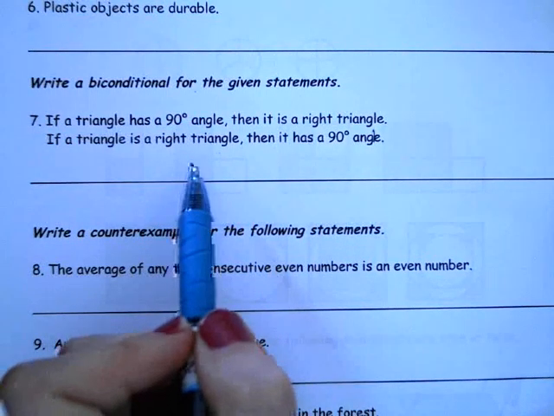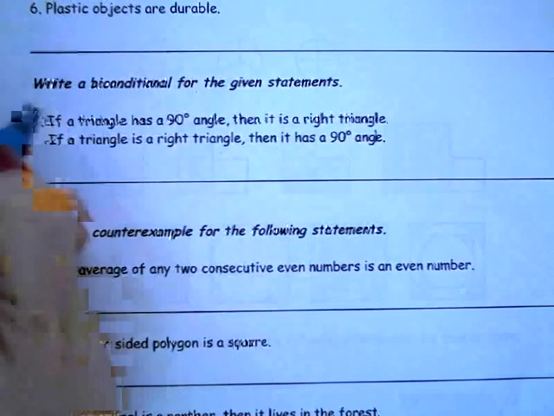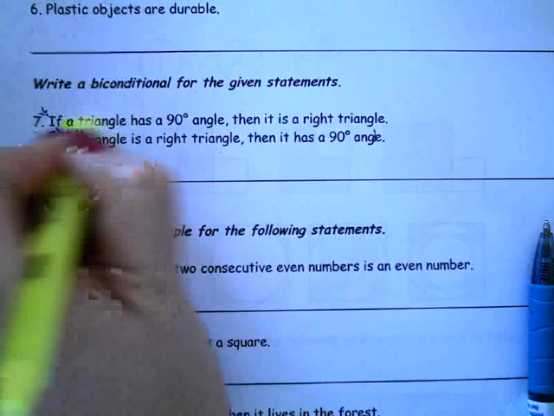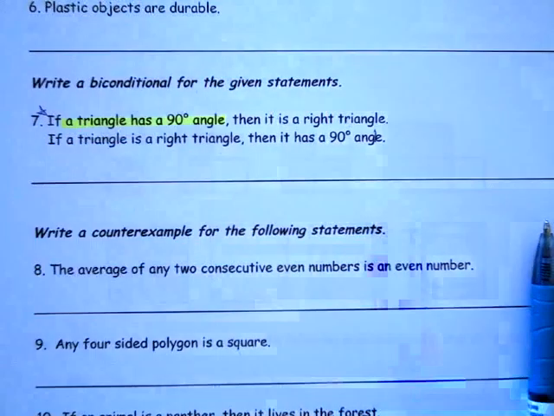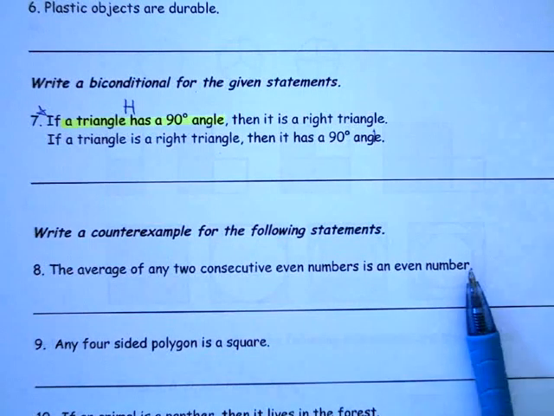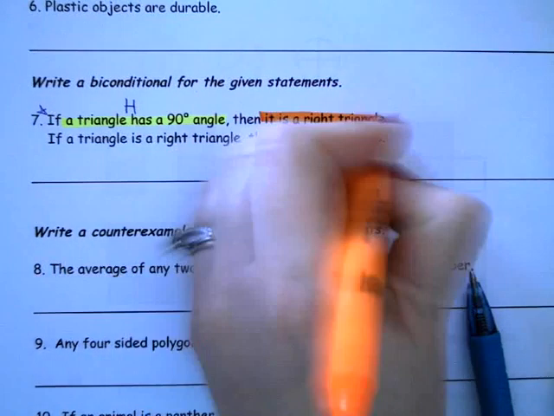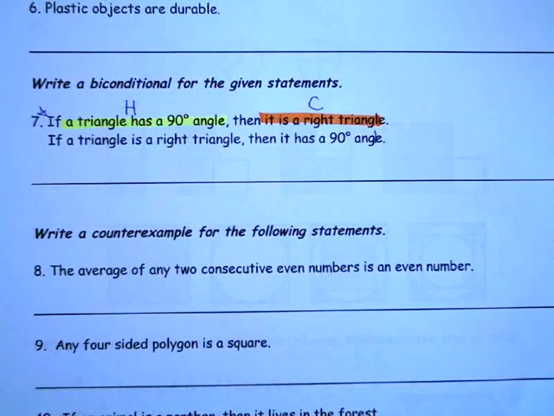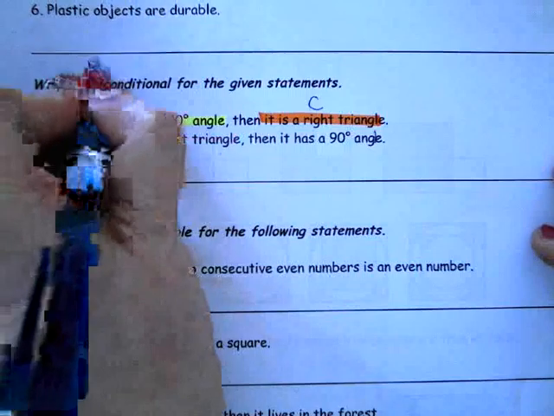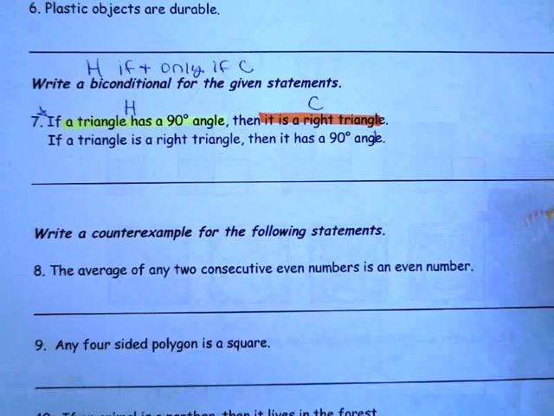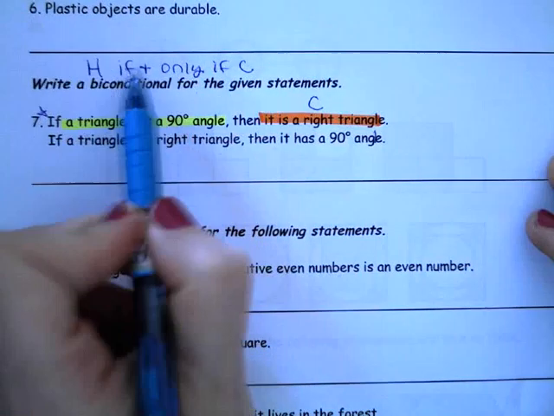So what we're going to do is, let's just say we take sentence number 1 and identify the hypothesis. We'll call the hypothesis a triangle has a 90-degree angle. And we'll call the conclusion it is a right triangle because it comes after then. The format for a biconditional is hypothesis, if and only if, conclusion. So you're going to drop the if-then format and put it in hypothesis, if and only if, conclusion.